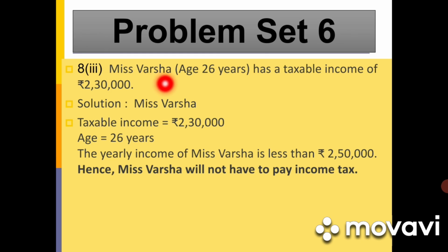Let us solve question 8, subdivision 3. Miss Varsha, age 26 years, has a taxable income of rupees 2,30,000. Solution. Let us find whether Miss Varsha has to pay income tax. Taxable income is equal to rupees 2,30,000. Her age is 26 years. Therefore, the yearly income of Miss Varsha is less than rupees 2,50,000. Hence, Miss Varsha will not have to pay income tax.